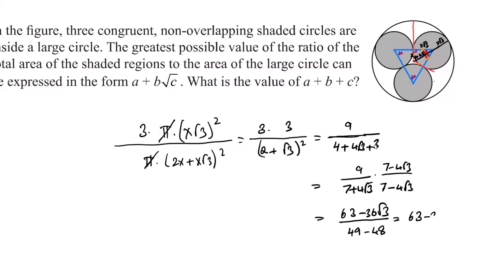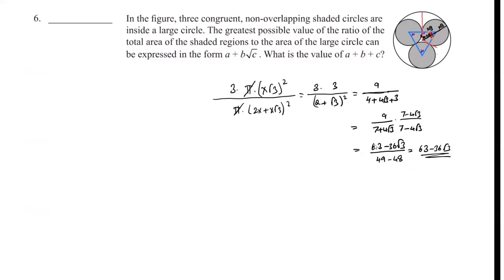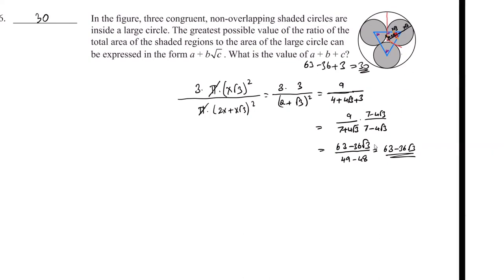So 63 minus 36 root 3. So this is our final answer. But in this form, we just need to find A, B, C, basically. And if I just plug these in, I will get 63 and minus 36 and plus 3, and that is equal to 30. So this was number 6, which wasn't too bad. Just connect the center point to the tangencies. That is what we did. And that was number 6, okay? So let's look at the next problem.